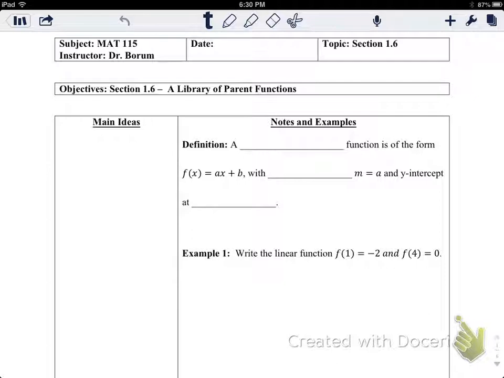But anyways, you have the book, you have WebAssign and their tutorials and things to look at. So let's just get started. So this is section 1.6. So we're moving on from the exam, and section 1.6 deals.